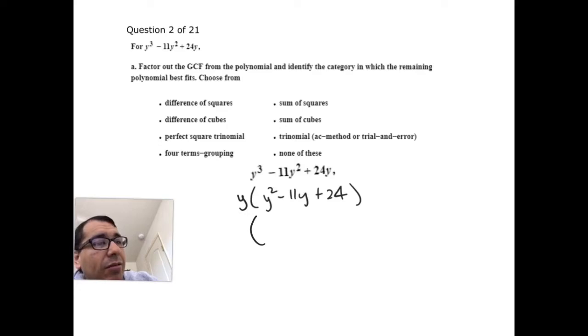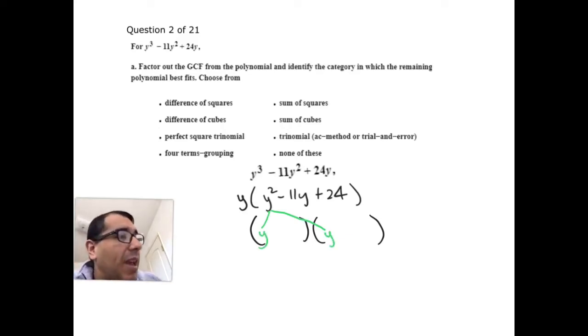So what I'm asking you is, because our leading coefficient is a 1, I want the first two terms to multiply to give me y squared. Well, we get y and y. And then these two last terms to multiply to give me positive 24. But at the same time, we want them to add up to give us this negative 11.